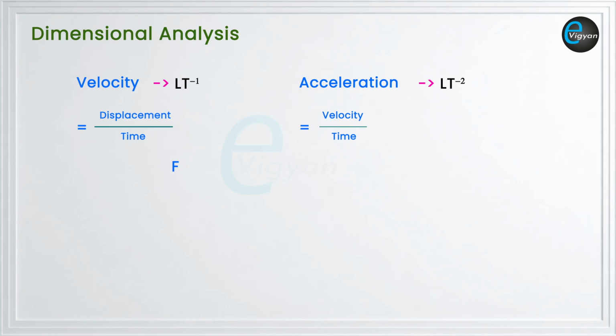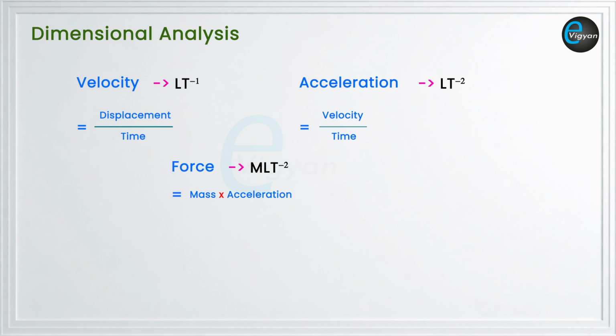Can you find the dimension of force? Yes, it's so simple. From Newton's second law, force equals mass multiplied by acceleration. Mass has the dimension M, acceleration has the dimension LT^-2. So the dimensional formula for force is MLT^-2.